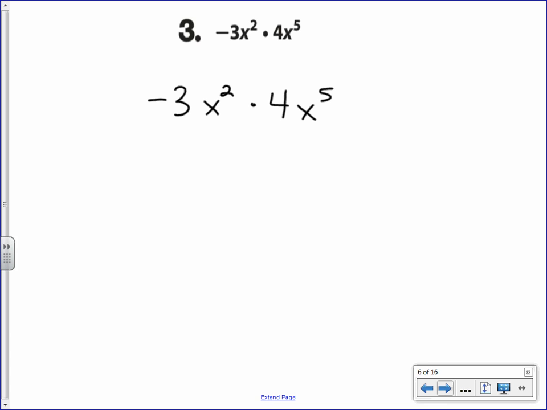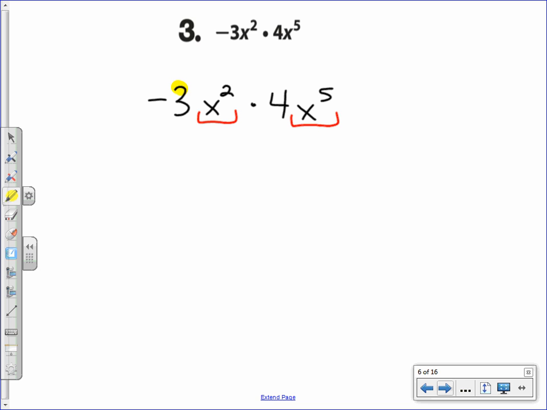Well, I see a couple different things here. I see a negative 3, which is a coefficient, not a base. I see a 4, which is a coefficient, not a base. But I also see a power, x squared, and I see a power, x to the 5th power. Those are my identical bases, but with different exponents. Okay, so what am I going to do?